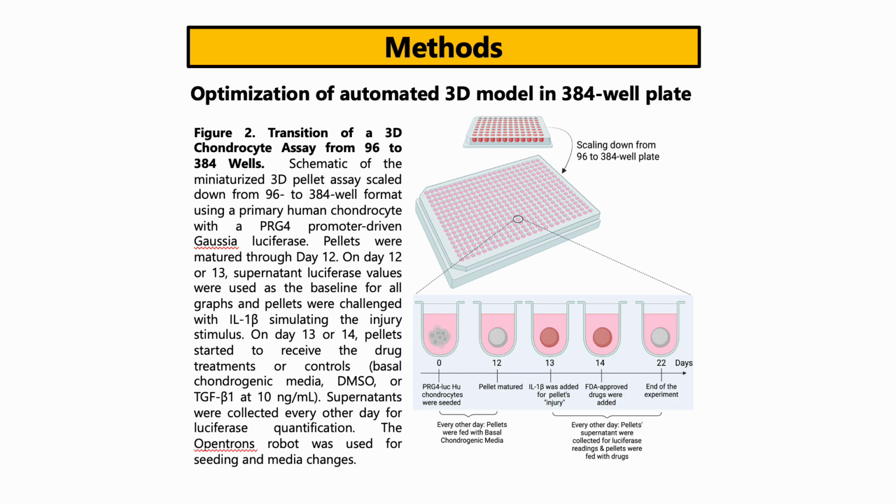Supernatant luciferase on day 12 or day 13 was used as the baseline, and IL-1 beta was added to simulate injury. After 24 hours, supernatant luciferase was measured to confirm the injury response, and the pellets were then treated with drugs or controls. Supernatant was collected every other day through day 21 or 22 for luciferase measurement.